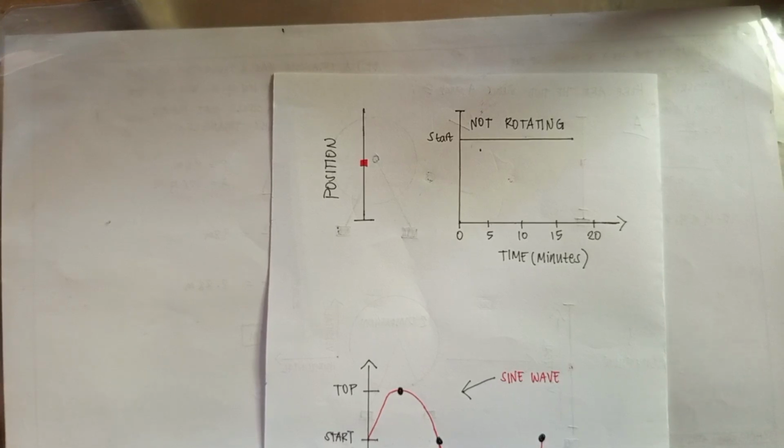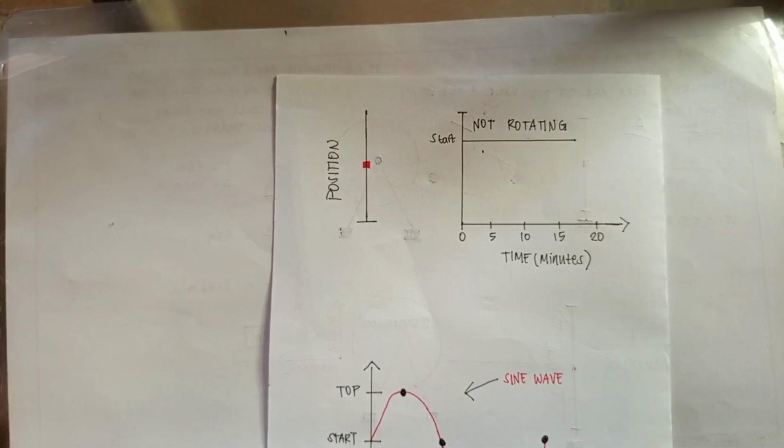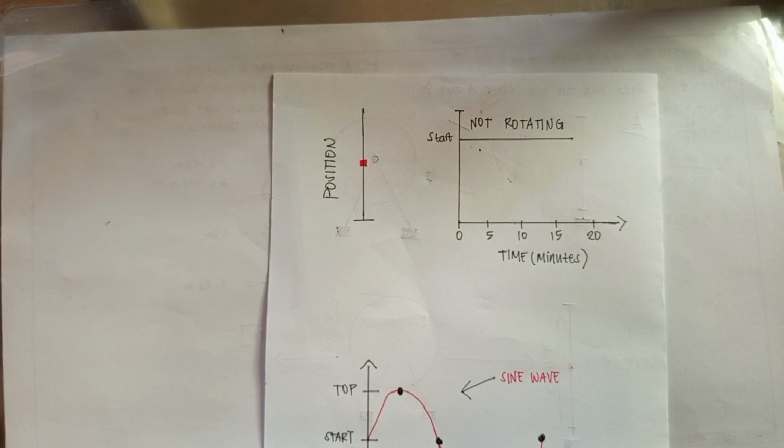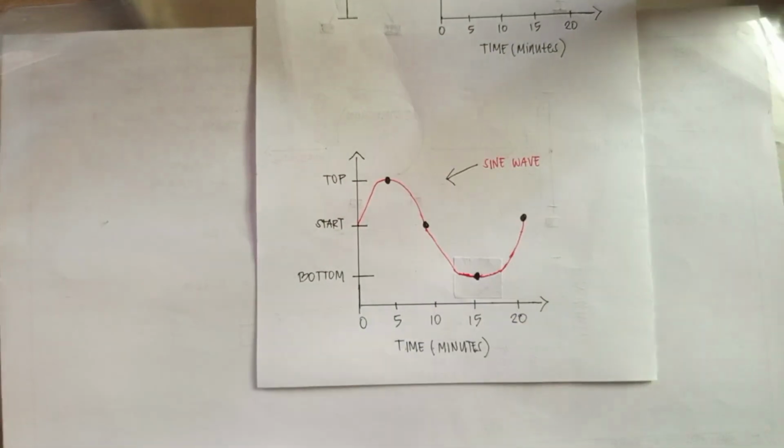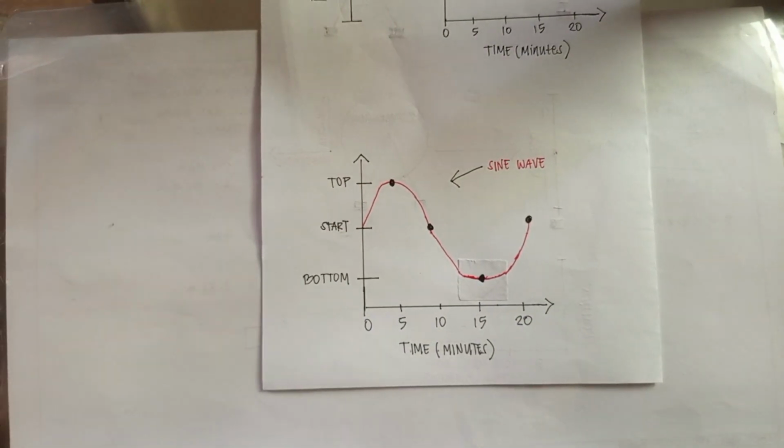Now let's plot the red square's movement when the giant wheel starts rotating on the time versus position graph. For this vertical motion from the start position, in 5 minutes, you'll rise to the top of the giant wheel. In 10 minutes, you'll be back down at the start position. In 15 minutes, at the bottom of the giant wheel. Finally, in 20 minutes, you're back again at the start position.